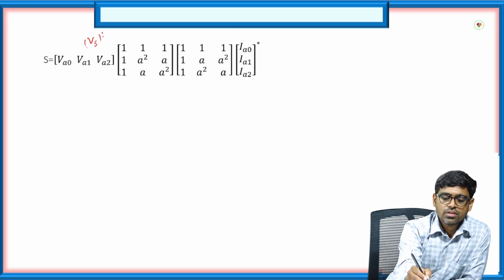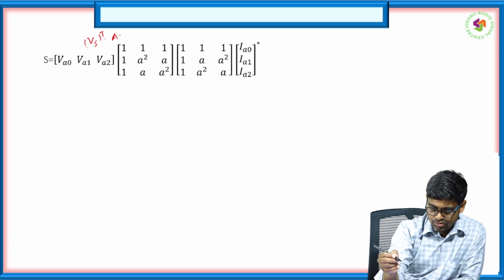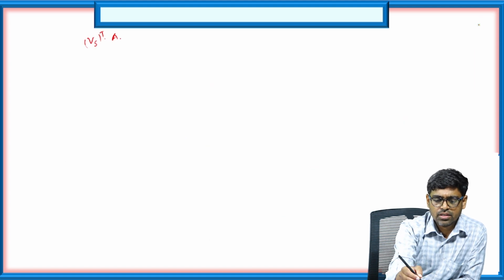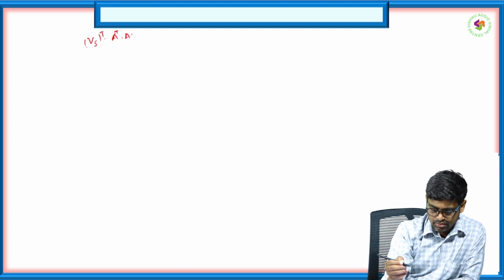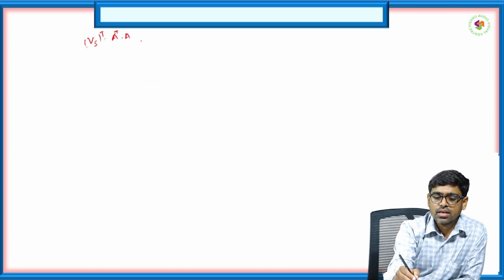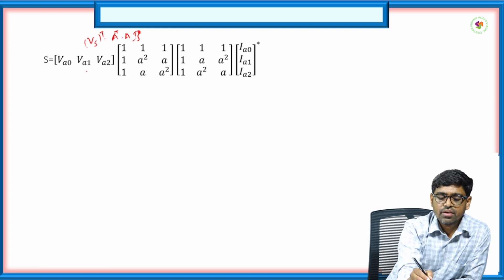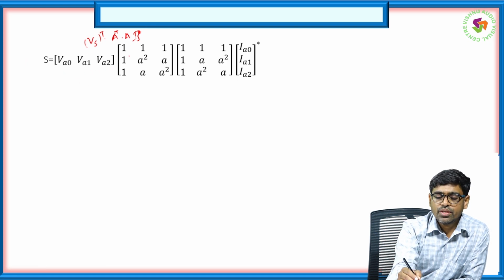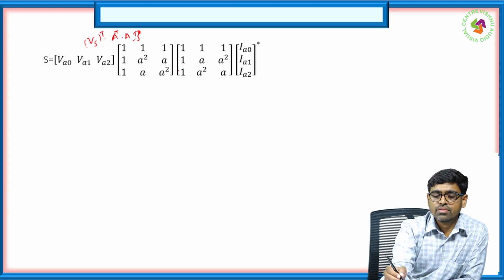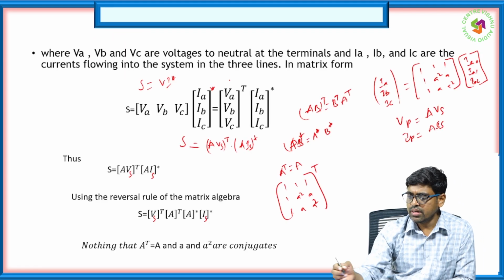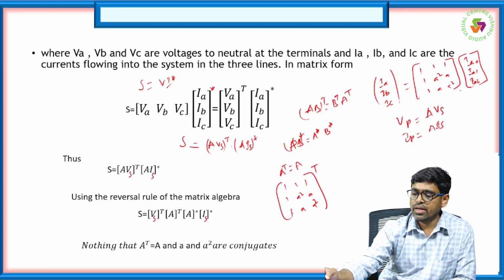So here we are getting Vs transpose into A transpose, or A, it is the same, into A conjugate into Is conjugate. Now Vs means Va0 Va1 Va2, and A transpose means 1 1 1, 1 A square A, 1 A A square. Here it is A square and A both.